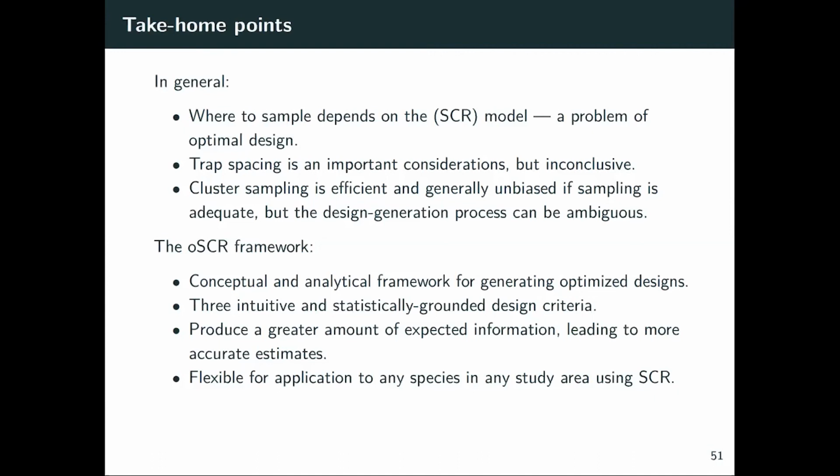The framework that we propose here for oSCR is a conceptual and analytical framework for generating optimized designs. We propose 3 intuitive and statistically grounded design criteria. Again, those are based directly on the encounter model. So they're leveraging the encounter process within oSCR. They produce a greater amount of expected information, leading to more accurate estimates. And they're flexible for application to any species in any study area. So as you saw along the way, we can use any state space, any possible trapping grid, and any of those oSCR parameters for a species. So it's really flexible. It should be really useful for everyone.